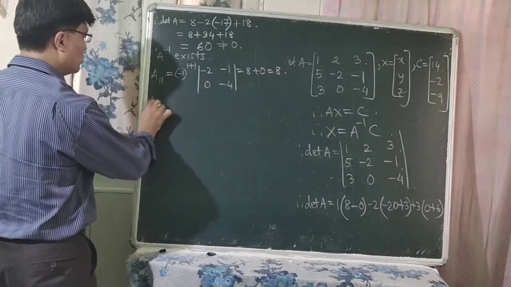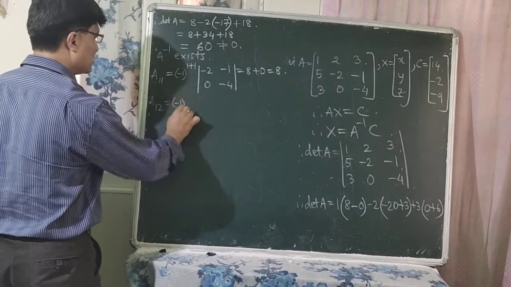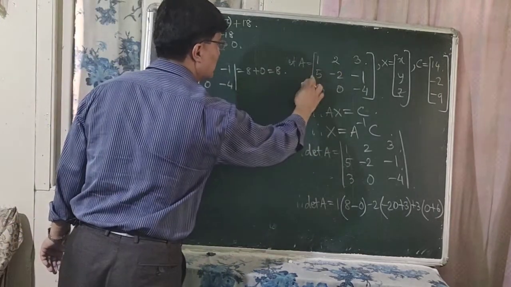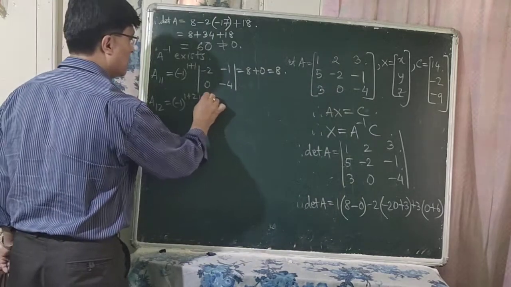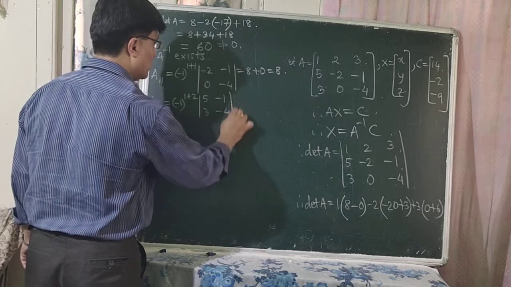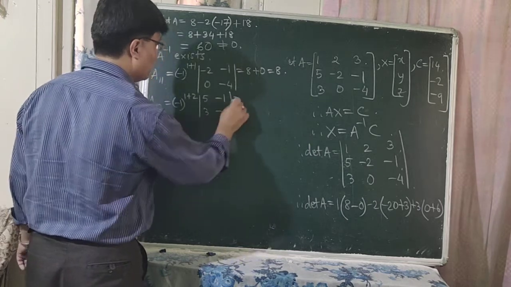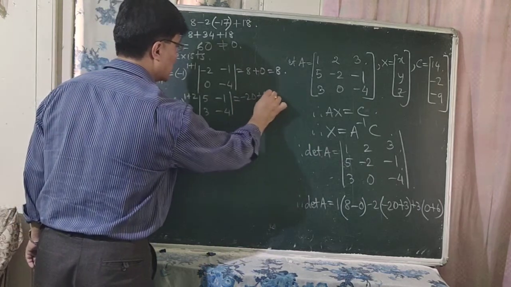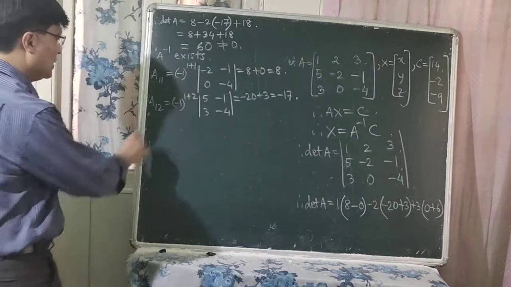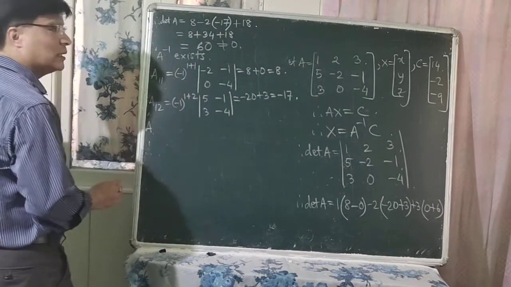Next, A12. Consider the sign minus 1 to the power 1 plus 2. Now we have to delete the row and the column of the element 2. What remains? 5, minus 1, then 3, minus 4, which is equal to minus 20 plus 3, which is equal to minus 17. Right?